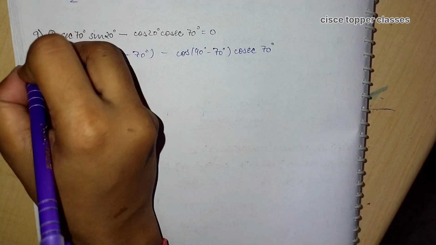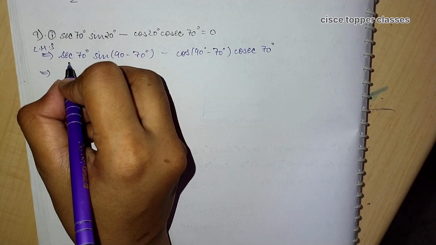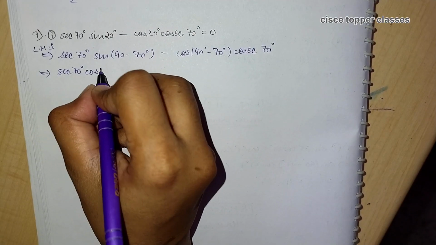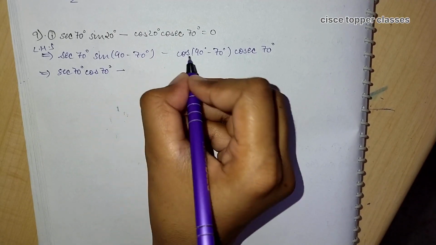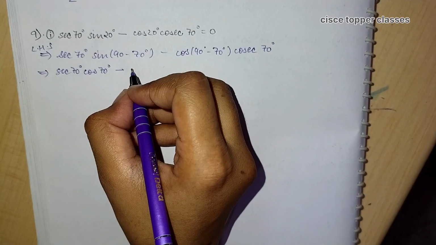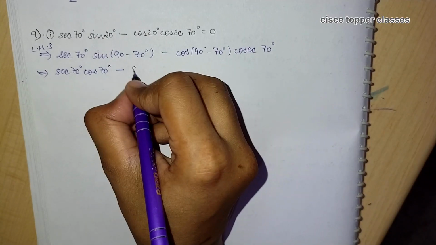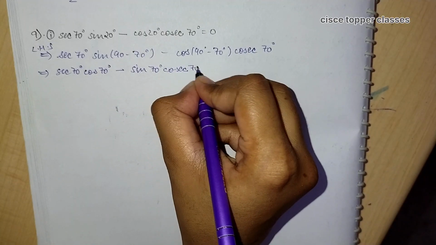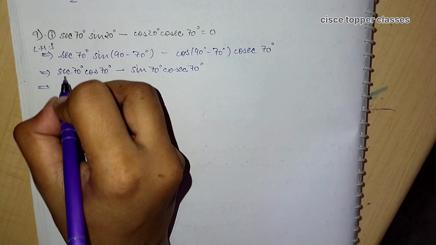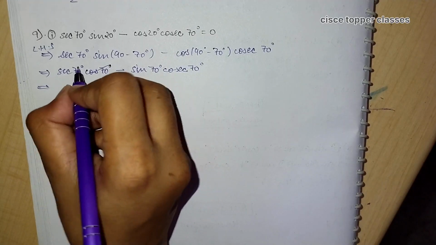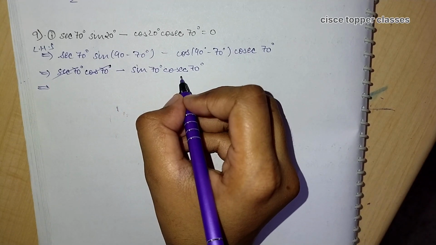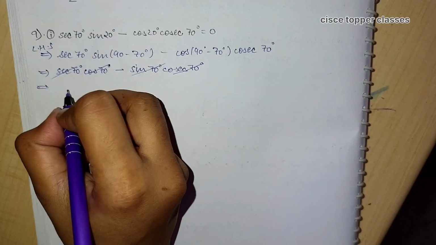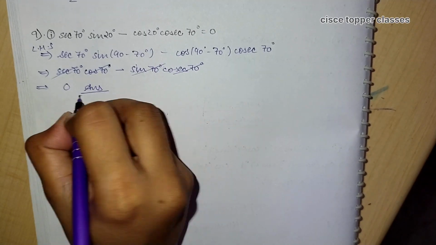On writing this LHS part, sec 70 degree and sin (90 minus theta), which is cos theta, will cancel out, since sin (90 minus theta) is cos theta, and cos (90 minus theta) is sin theta. So this is sin 70 degree and cosec 70 degree. Writing cosec 70 degree as 1 by sin 70 degree, this cancels out, so 0 is the answer of ninth first part.